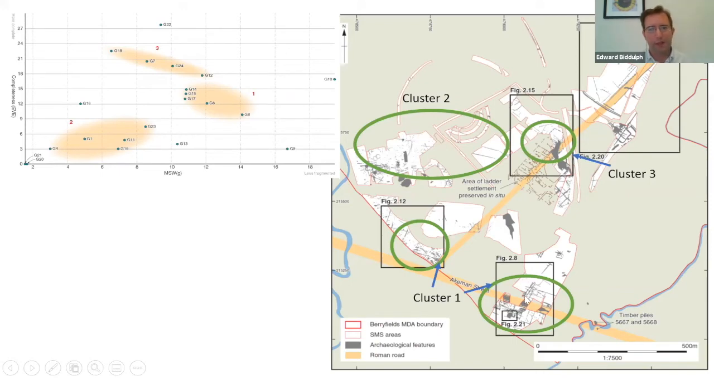So you can see that this all ties in nicely. The better preserved pottery is perhaps in areas where you'd expect a lot more activity alongside the roads and settlement to be focused. And the less well preserved pottery is more in peripheral areas in the fields, and has perhaps been scattered through agricultural processes, etc. So that's pretty good.